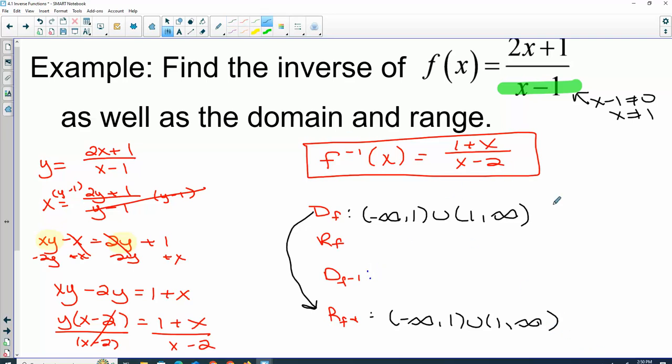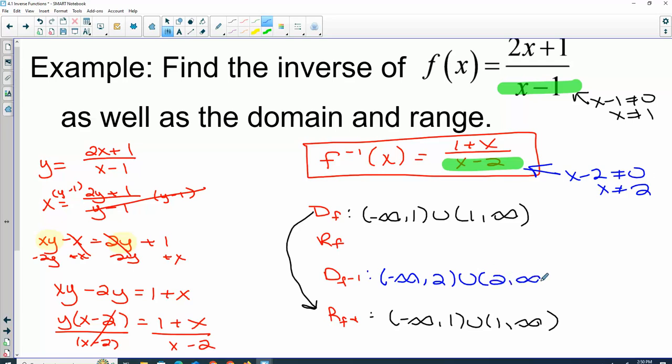Let's talk about the domain of the inverse. In my inverse, we have a fraction. We know that in a fraction, the denominator can't be 0, so x cannot be 2. So we write that as negative infinity to 2, union 2 to infinity.